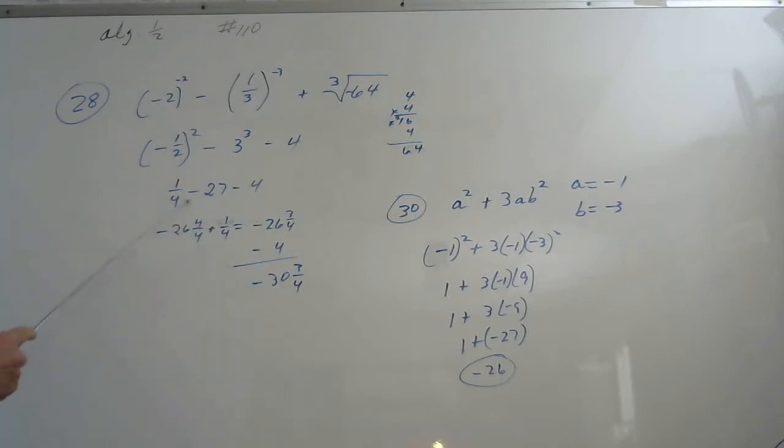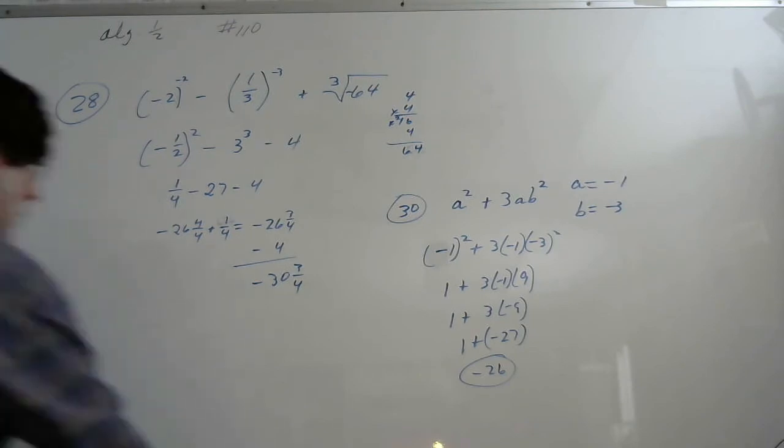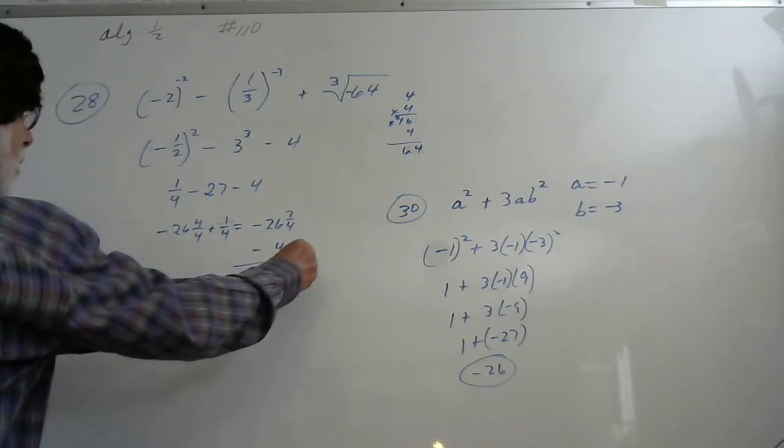So I have 1/4, negative 1/2 times negative 1/2 is 1/4. 3 cubed is 27, so 1/4 minus 27 minus 4. Well, then I change this so I can add a quarter. So I got negative 26 and 4/4 plus 1/4 equals negative 26 and 3/4. Subtract my 4. My answer is negative 30 and 3/4. Remember to circle your answers.